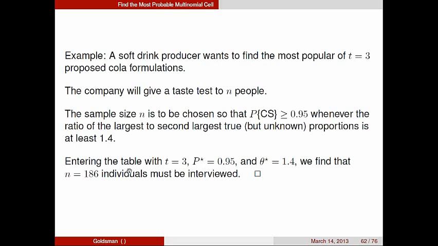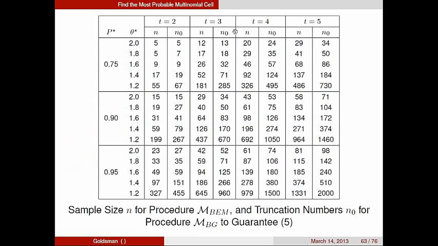Let's go to the table. 3, 0.95, 1.4. It tells me I need to take 186 observations. I ask 186 people what their favorite cola is. Whichever cola gets the most wins, that's the winner. And you can see it's very intuitive. Whoever wins the most wins the whole competition.